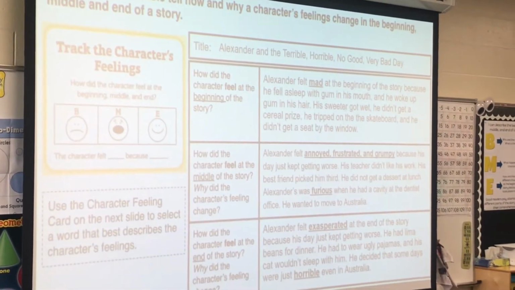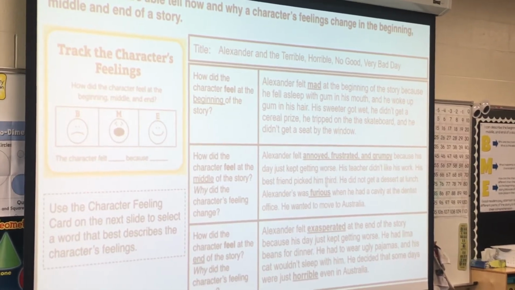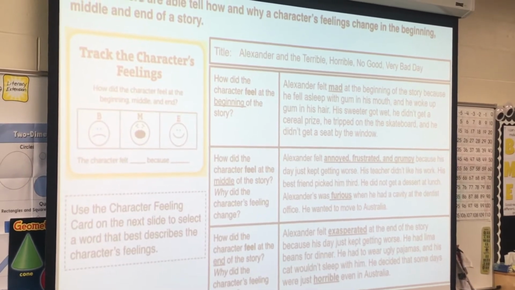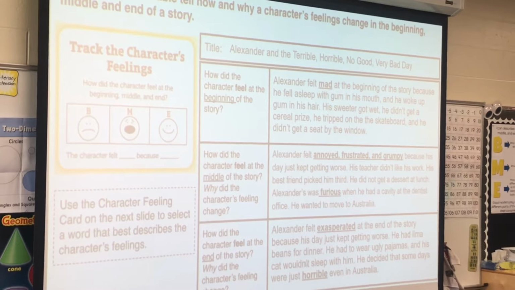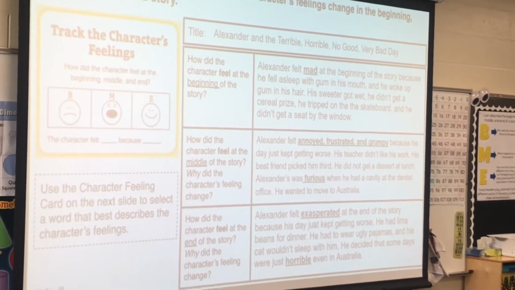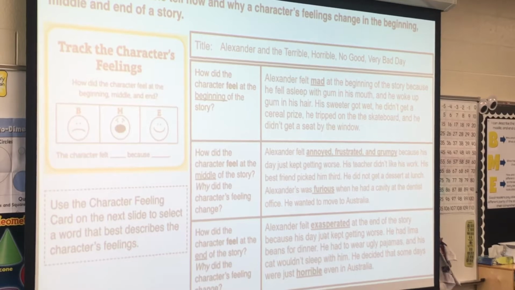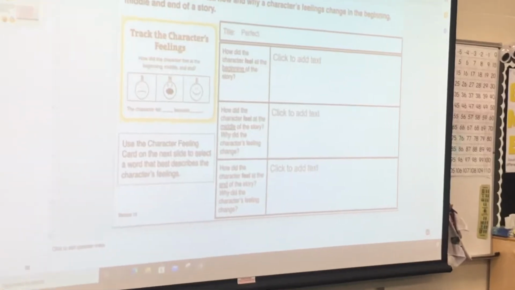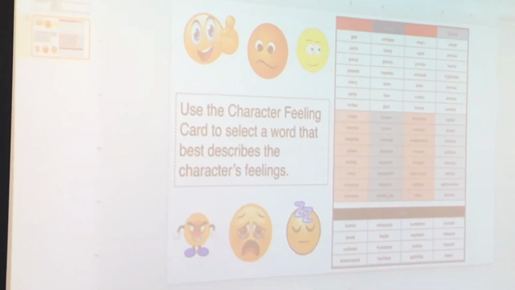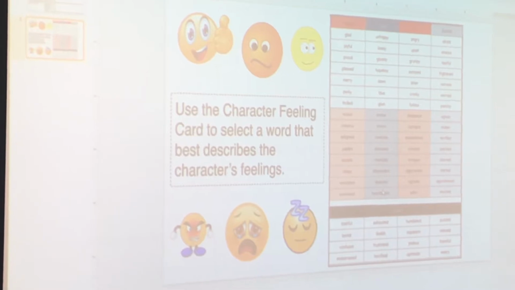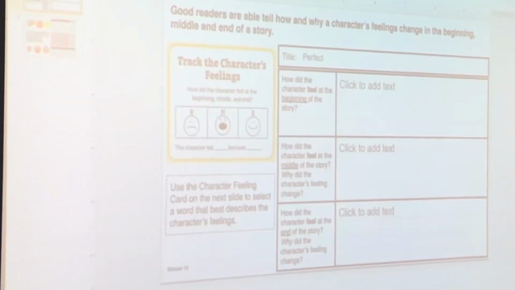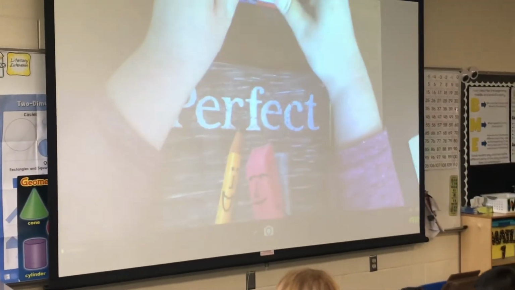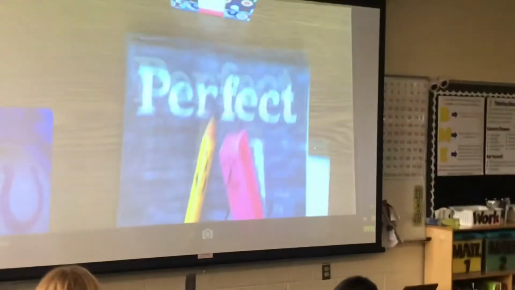So we know at the beginning he was mad, and then in the middle of the story we used annoyed, frustrated, grumpy, furious. And by the end of the story, Alexander was feeling exasperated because his day had just gone wrong in so many ways. Today we're going to do another story using the same chart to help us explain a character's feelings at the beginning, middle, and end. It helps us understand the point of view of the character, right? That's perfect. This is a very short story. Lots of feelings though, right?